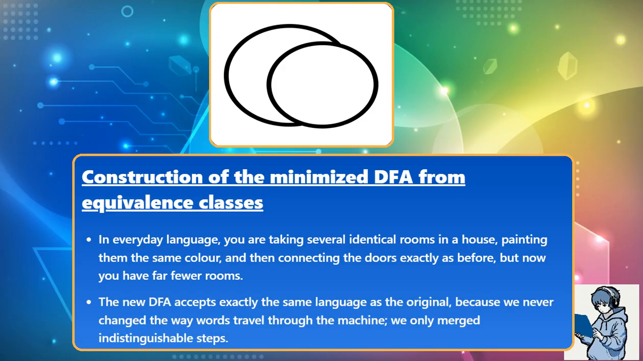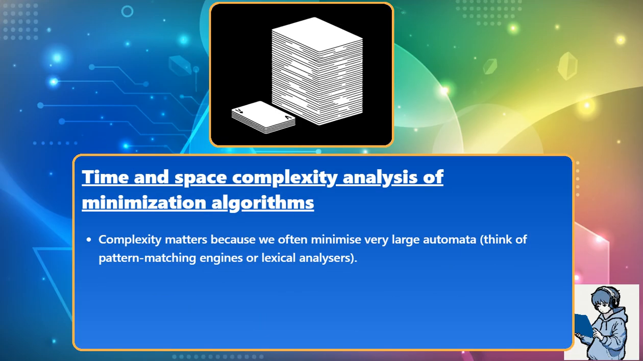The new DFA accepts exactly the same language as the original, because we never changed the way words travel through the machine. We only merged indistinguishable states. Complexity matters because we often minimize very large automata. Think of pattern-matching engines or lexical analyzers.